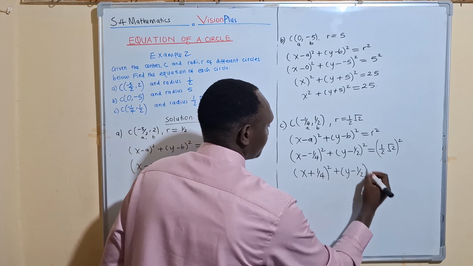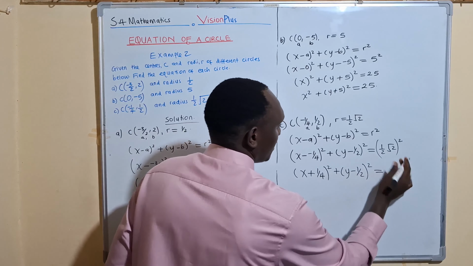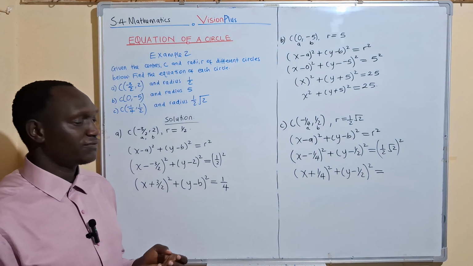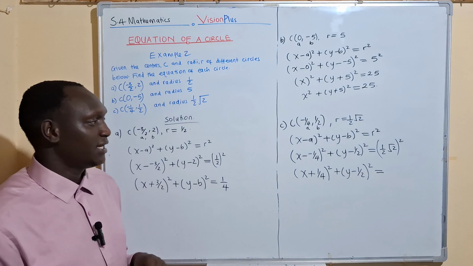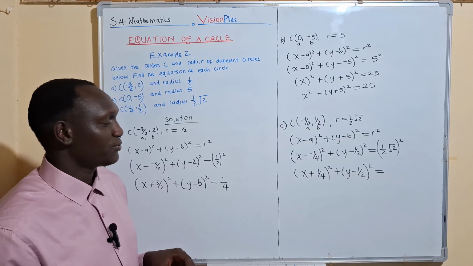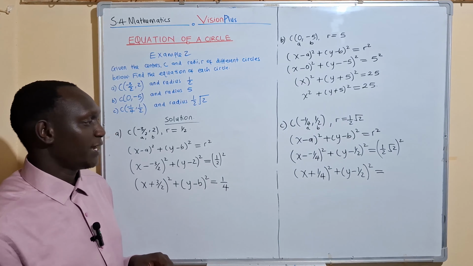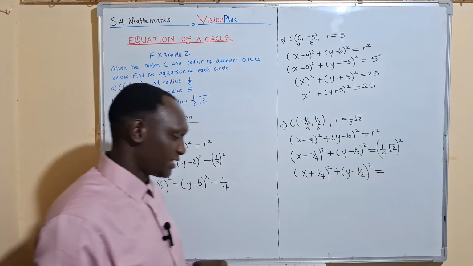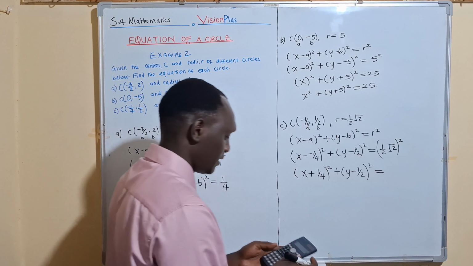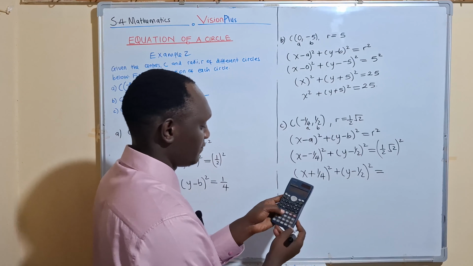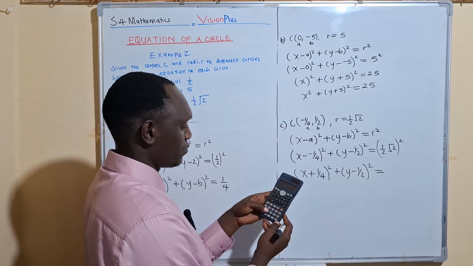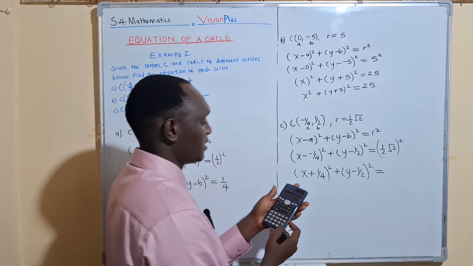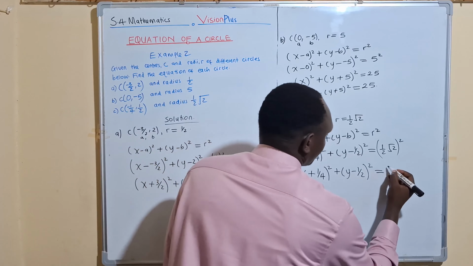y minus a half squared equals to, here you can press the calculator, okay, a half root of 2 and then you square it. I'm saying if you square root 2 you get 2, if you square a half you get 1 out of 4 times 2, you shall get a half. That is, a half is the same as 0.5 root of 2. Press equal sign first and then you square the answer. I'm getting a half, which is 0.5.